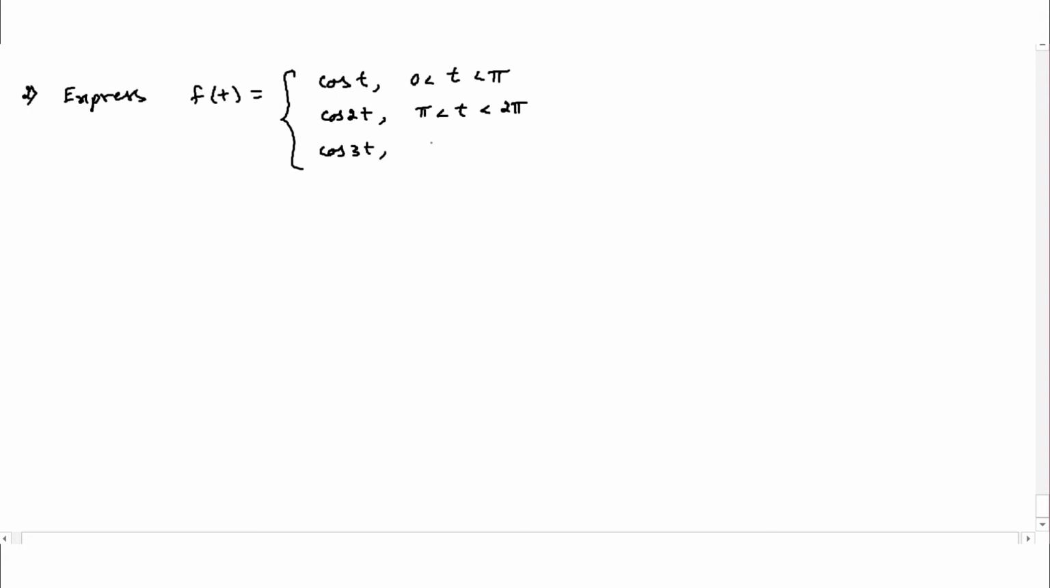The second question is: express f of t is equal to cos t for 0 less than t less than pi, cos 2t for pi less than t less than 2 pi, cos 3t for t greater than 2 pi, in terms of unit step function, and hence find its Laplace transform.